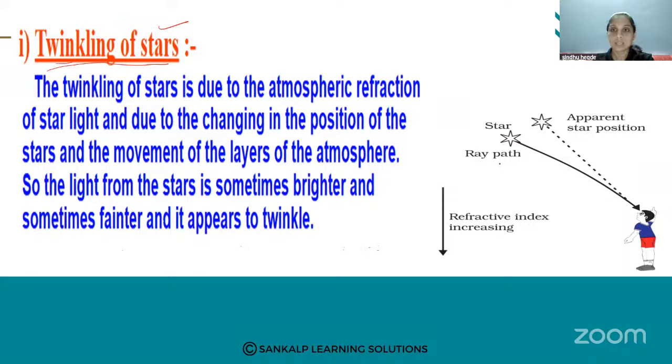Then what is the main reason? What is the exact phenomenon occurring here? The twinkling of stars mainly occurs due to atmospheric refraction. Why do the stars look like they are twinkling? This is due to atmospheric refraction. The same process happens here. See, this is the observer. Just observe this image once. This is the position of the star and this is the apparent star position.